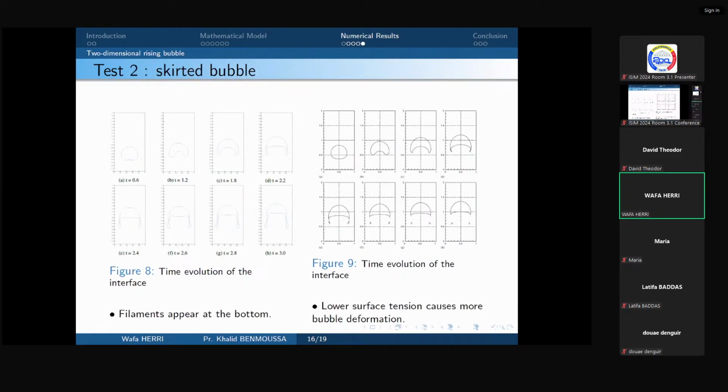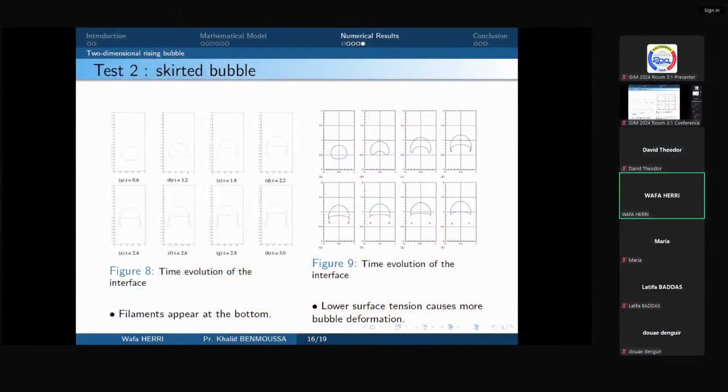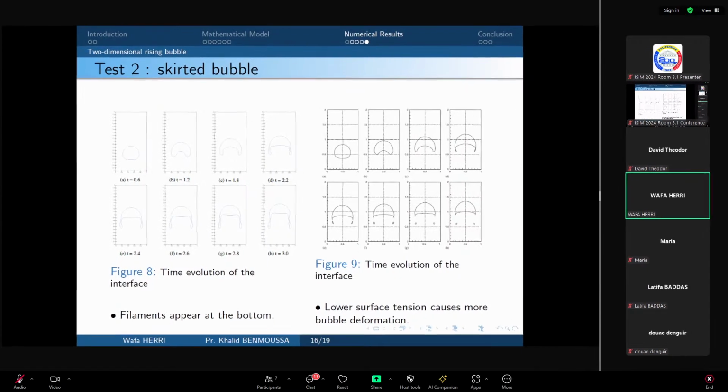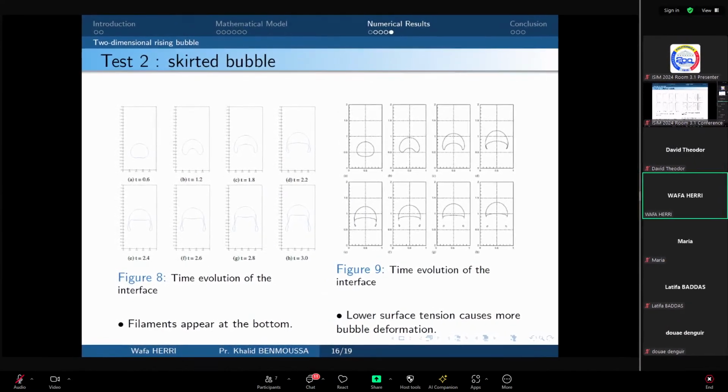For the second test case, the bubble gets more deformed because of the lower surface tension. We can see that some skirts appear at the bottom. We can notice that the final shape of the skirted bubble is very sensitive to the mesh size, and none of the groups agree on the exact shape, which can explain the differences that we can see in the parameters in figures 8 and 9.